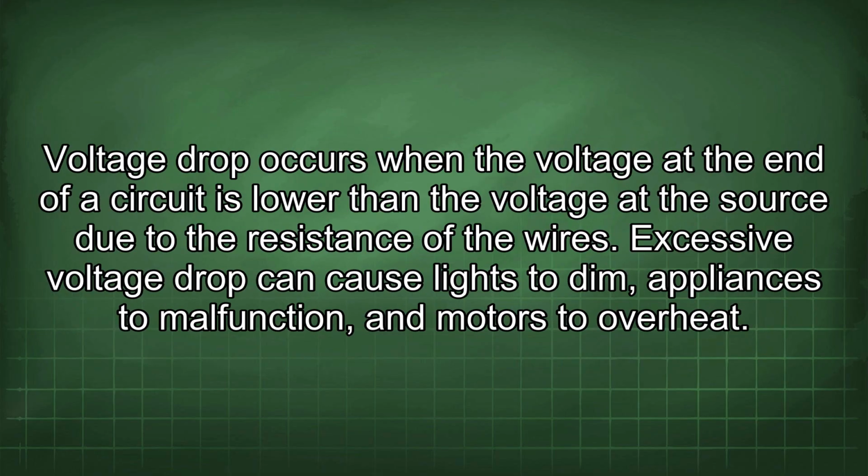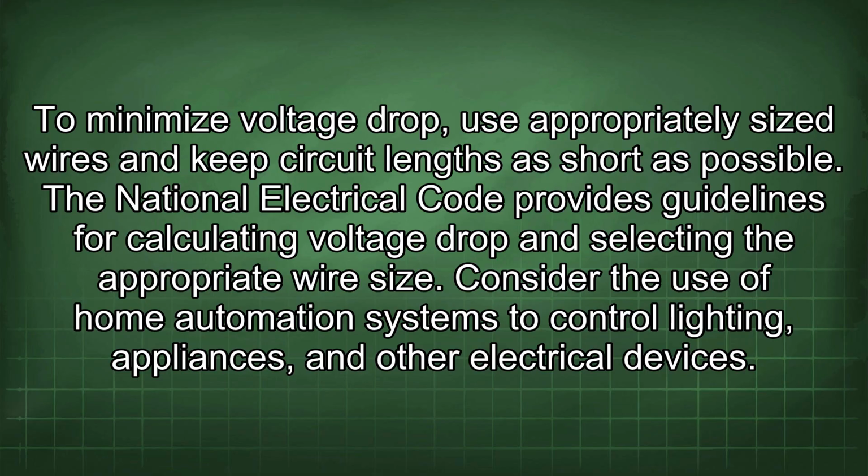Voltage drop occurs when the voltage at the end of a circuit is lower than the voltage at the source due to the resistance of the wires. Excessive voltage drop can cause lights to dim, appliances to malfunction, and motors to overheat. To minimize voltage drop, use appropriately sized wires and keep circuit lengths as short as possible. The National Electrical Code provides guidelines for calculating voltage drop and selecting the appropriate wire size.